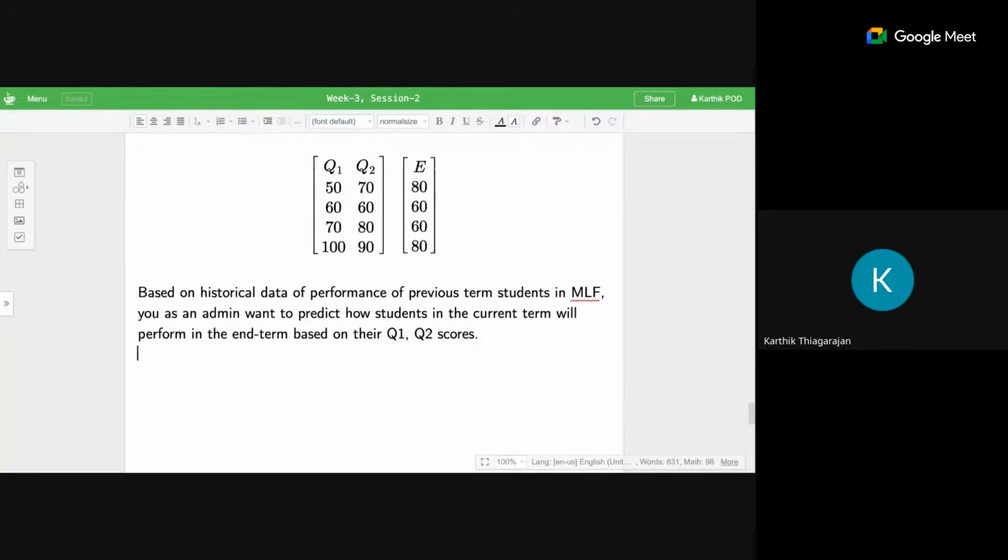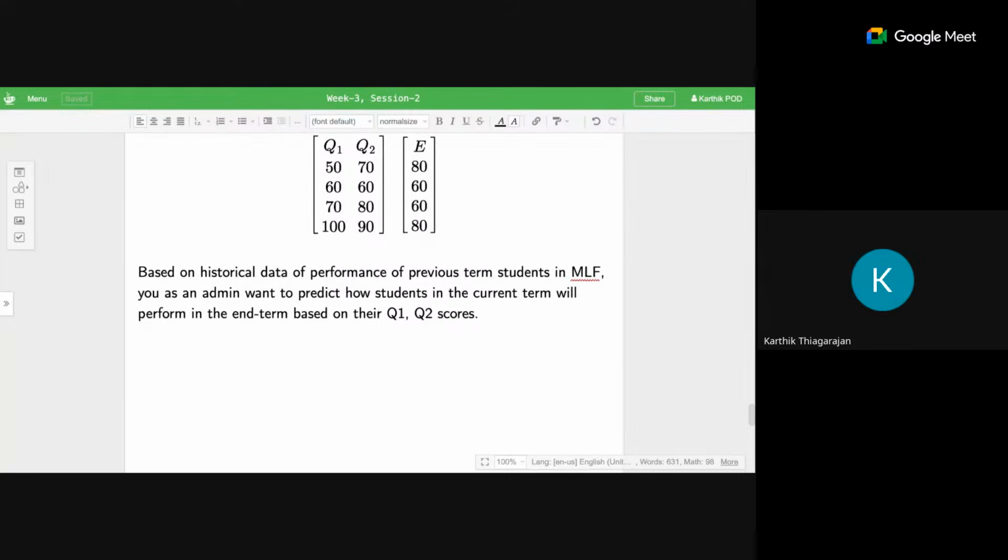So this is a simple example of a linear regression problem. It's not yet linear. So this is an example of a regression problem. It's regression because you want to predict a real number. In this case, the real number is marks.